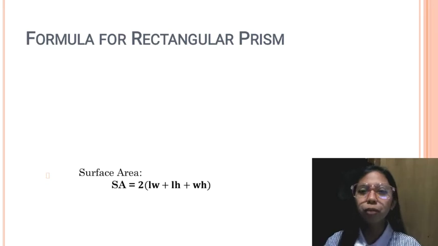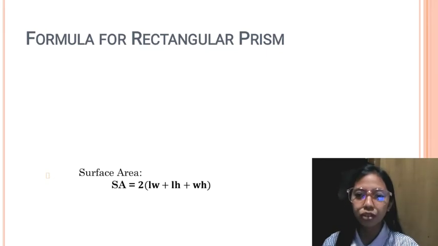Now, the formula for finding the surface area of the rectangular prism is SA, which stands for surface area, equals 2 times length times width plus length times height plus width times height.